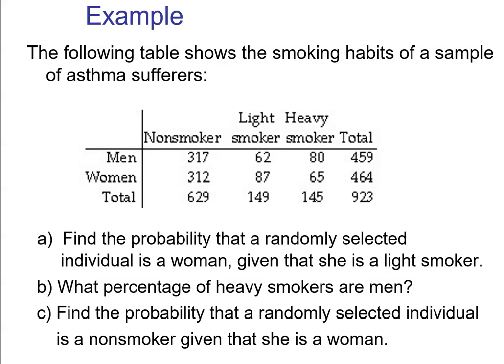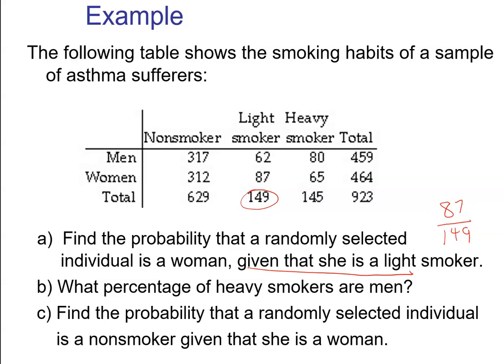Okay, so let's try another example here. Here we have a table that shows smoking habits of asthma sufferers. So we have men and women, non-smoker, light smoker, heavy smoker, and then our totals. The first part here says, find the probability that a randomly selected individual is a woman, given that she is a light smoker. So there's a total of 149 light smokers, but we want to know the probability that this individual is a woman. Well, 87 of those are women. So 87 out of 149.